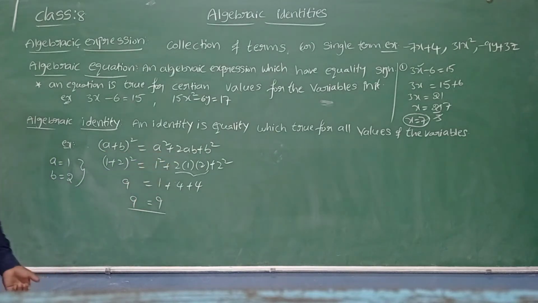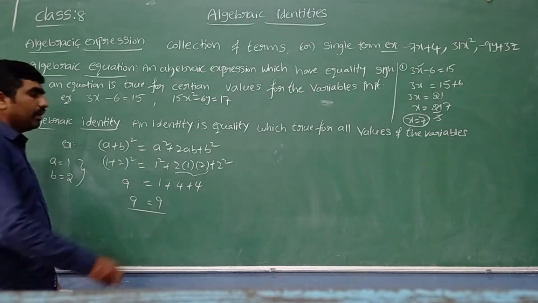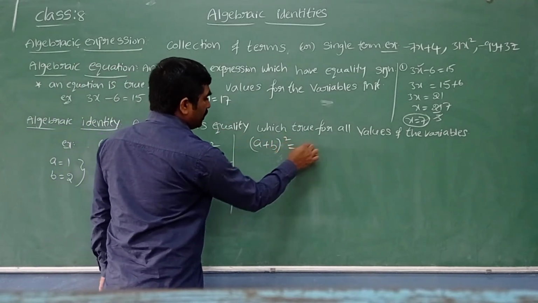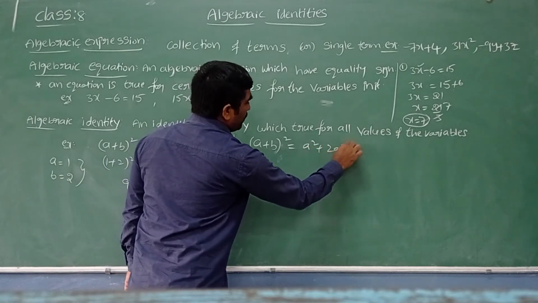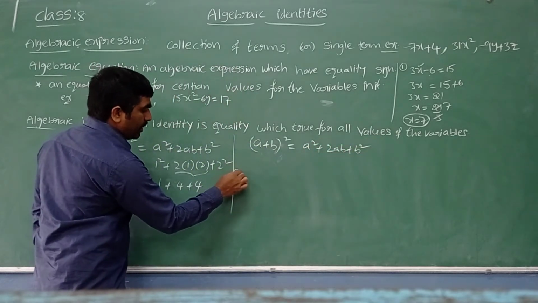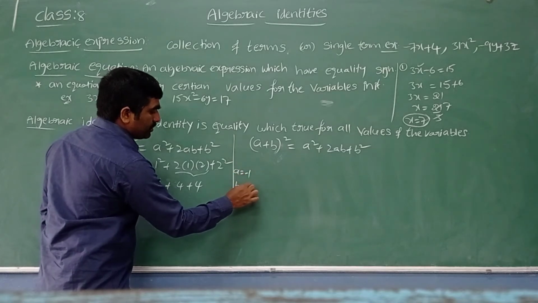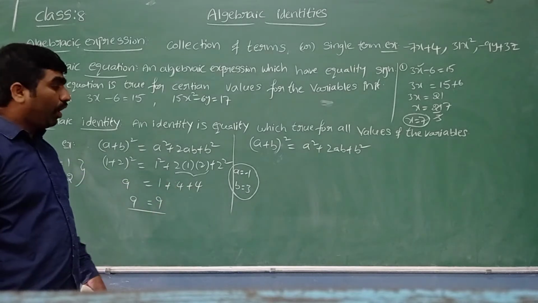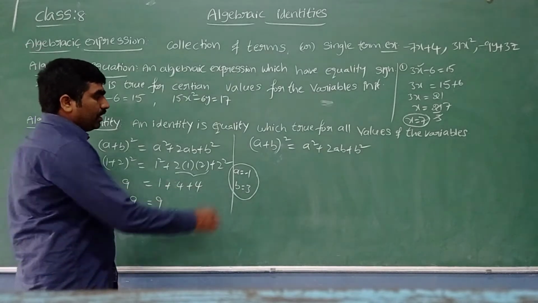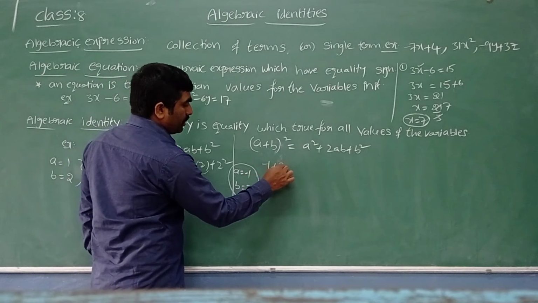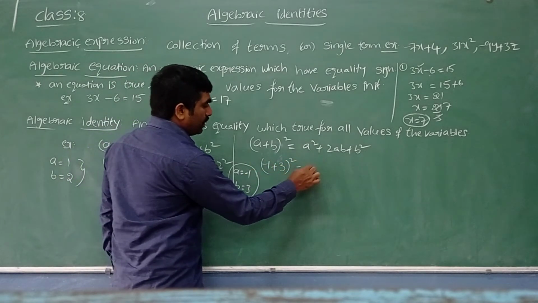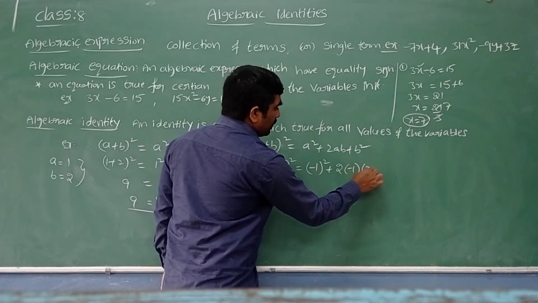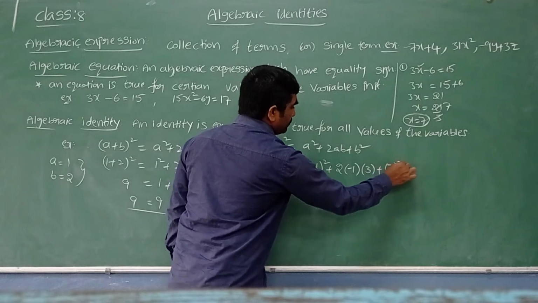This algebraic equation is true for a equal to 1, b equal to 2. Let us verify whether it is true for only a equal to 1, b equal to 2, or for any values. a square plus 2ab plus b square. Let me take a equal to minus 1, b equal to 3. Now I want to know whether it is true for these values also, or only for 1 and 2. Let us see. a is equal to minus 1, b is equal to 3. (Minus 1 plus 3) whole square is equal to (minus 1) whole square plus 2 into a value minus 1, b value 3, plus b square, I mean 3 square.